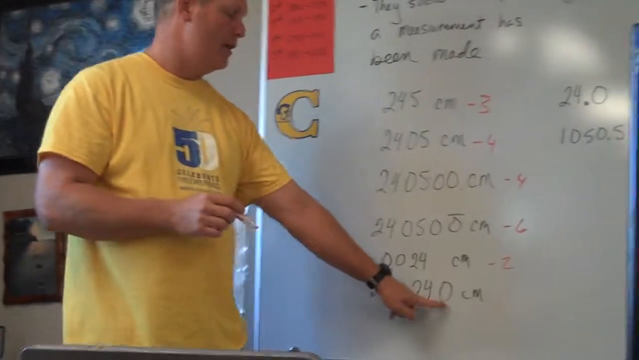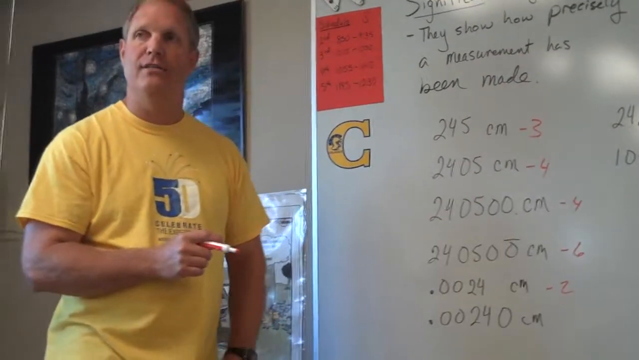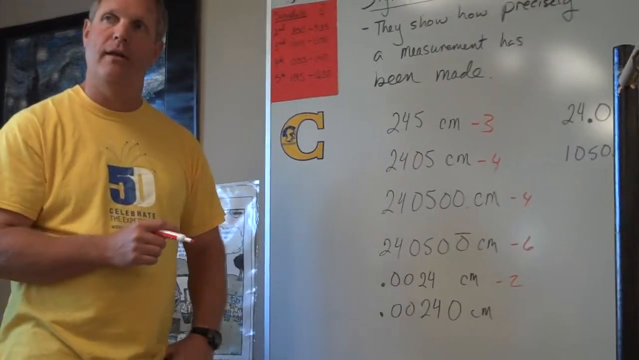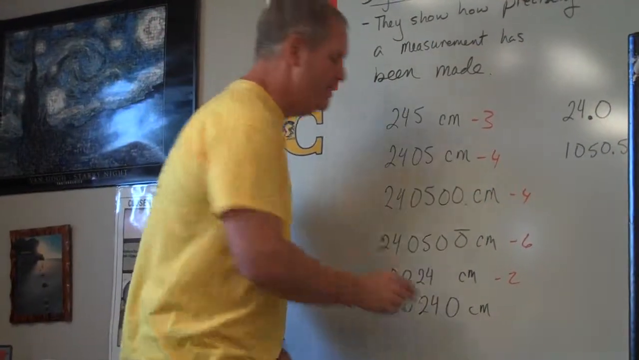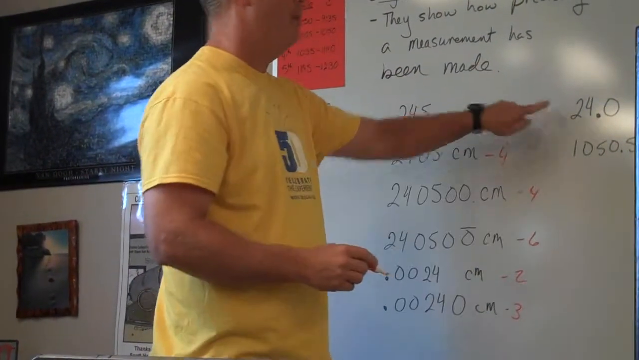All right, how about this? Look at that 0. That 0 is to the right and to the right, but these zeros are not. So how many is there? There's 3. See how easy you're getting this? This is great.